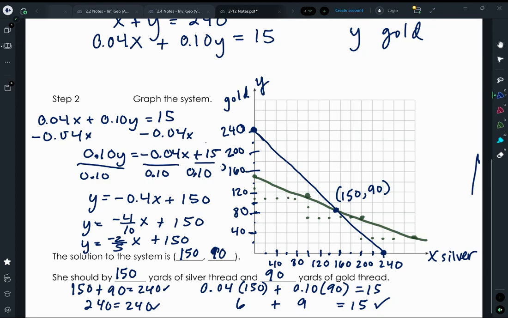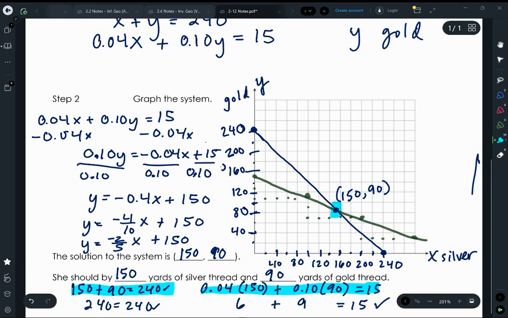So remember, our solution is an XY ordered pair that works in both. And that's what we've shown here, right? It's an XY, 150, 90 works in the second equation. 150, 90 works in the first equation. It's that point of intersection on our graphs. That's going to be the solution to our system. So our constraints were that we wanted to spend exactly $15 and we needed 240 yards.